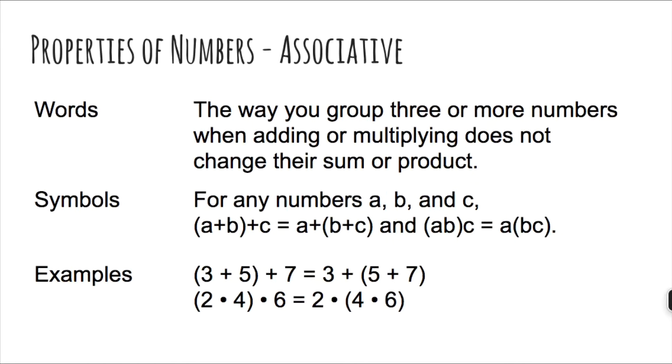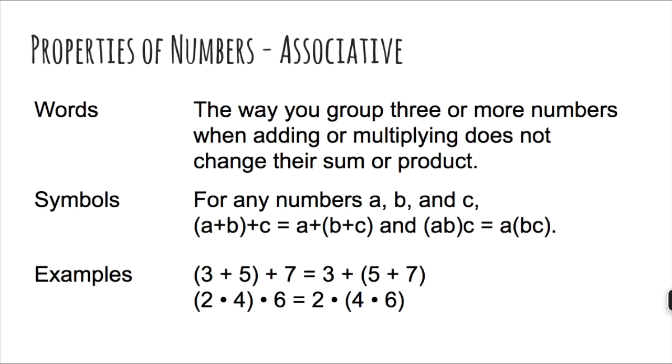The next property is the associative property. So that means the way you group numbers when adding or multiplying doesn't change their sum or product. So if I have 3 numbers that I'm adding, and I choose to add the first 2 or add the last 2 together, it doesn't matter. It's going to be the same. Same thing with multiplication. So just make sure whenever you're doing this, you're only working with addition or multiplication.